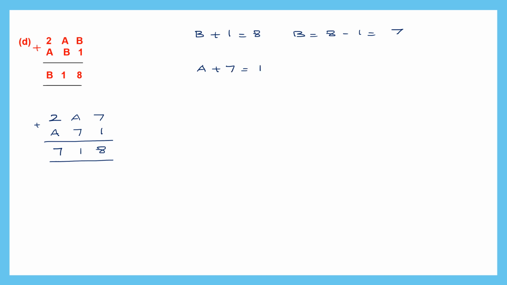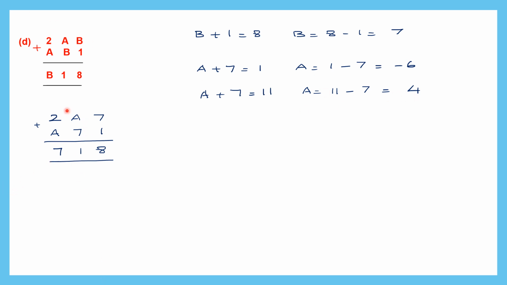So now we have to find the value of A just like we did in the previous questions. So A will be 1 minus 7, which is minus 6, negative 6. So A cannot be negative 6. So let's go to the next one. A plus 7 is equal to 11. Remember, the ones place should always be 1 here. So A plus 7 is equal to 11. Now let's find the value of A. So A is equal to 11 minus 7. 11 minus 7 is 4. So now our value for A is 4.